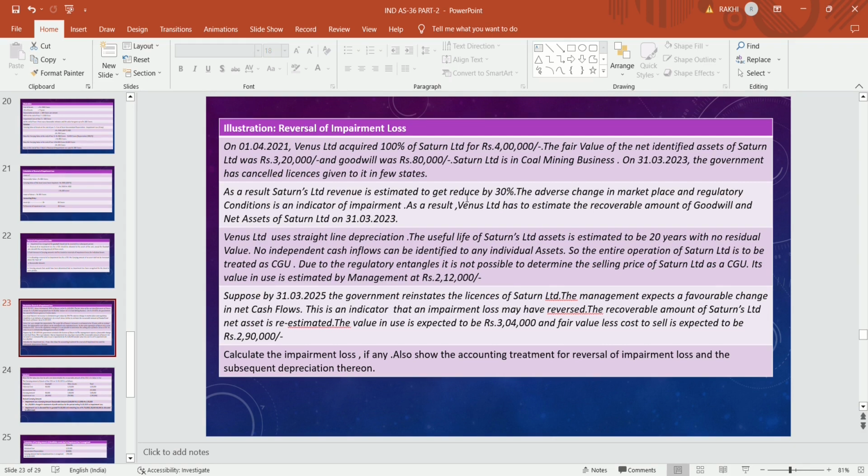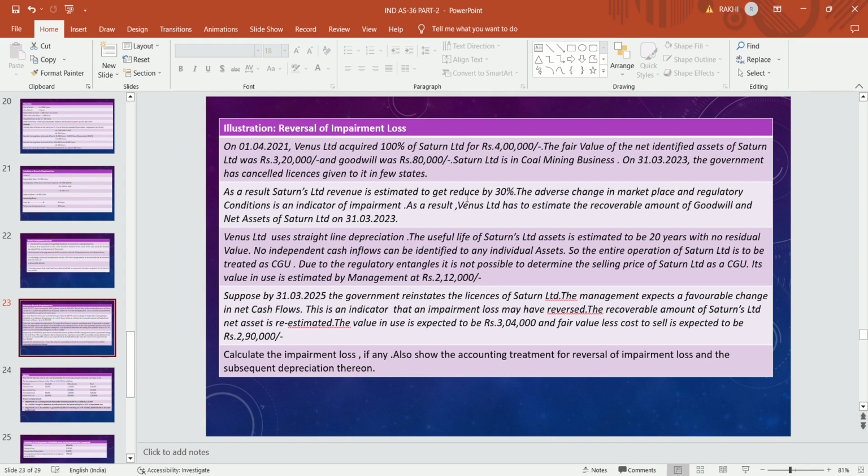Saturn is a coal mining business. Venus Limited acquired 100% of Saturn Limited at rupees 4 lakhs, out of which the value of asset is 3 lakh 20,000 and the value of goodwill will be 80,000. And on 31st March 2023, after 2 years, the government has cancelled license given to it in few states.